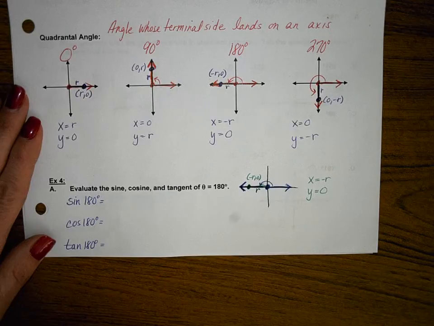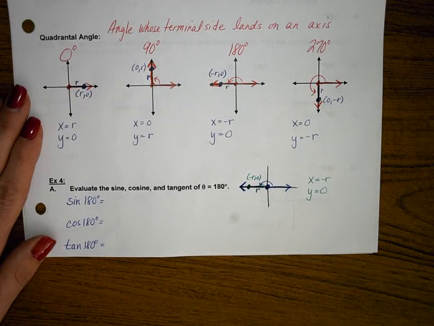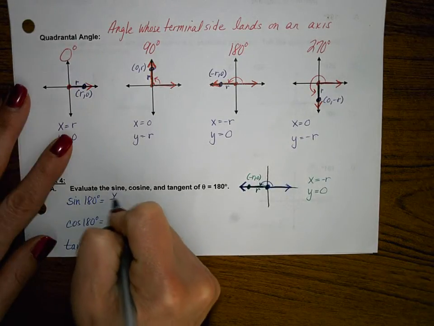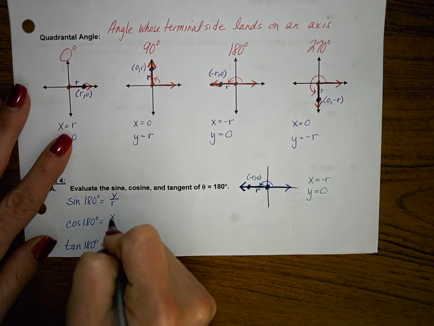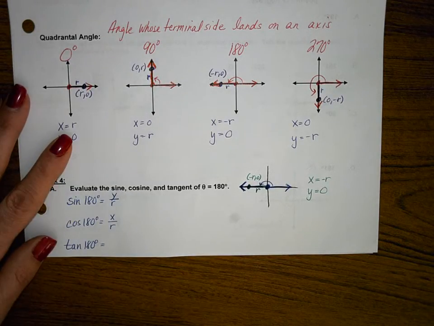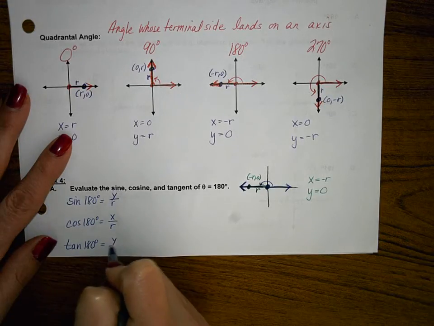Now last week, how did we find sine? Opposite over hypotenuse, but what was the other way that we found sine? y over r. When we are drawing our triangles, the sine was y over r. How did we find the cosine? x over r. And how did we find the tangent? y over x. Very nice.